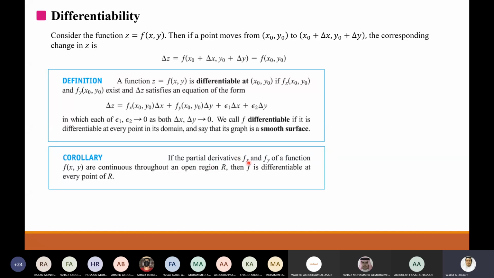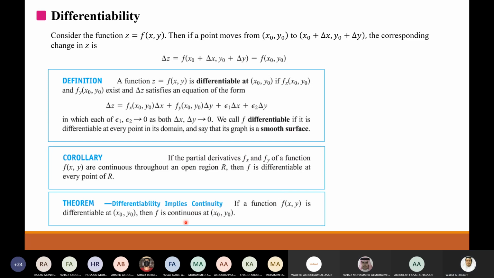If the partial derivatives, the derivative of f with respect to x and the derivative of f with respect to y, of a function f are continuous throughout an open region R, then we say f is differentiable at every point of the region R. The region R could be a disk, a rectangle, or any region. So in other words, if the partial derivatives are continuous at a point, then we say the function is differentiable at that point. Full stop. Okay? So this is it, a very simple thing. I don't need to go through all of these hassles here.